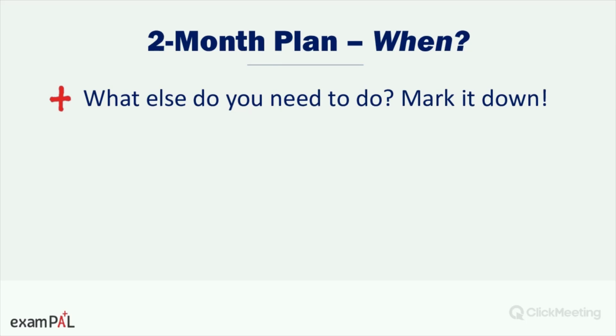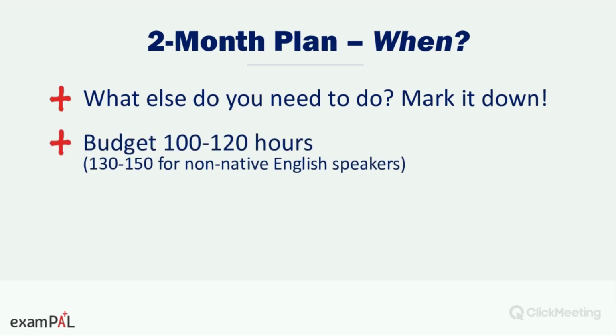Be realistic about how much time you're not going to be studying during the next 60 days in order to figure out how much time you will be studying. Don't be optimistic. Often we're overly optimistic and say 60 days, that's so much time, then we forget about stuff that will take away from our study time. After you do that and you have a picture of the times when you can study, you should budget around 100 to 120 hours of study time, or 30 more for non-native English speakers.